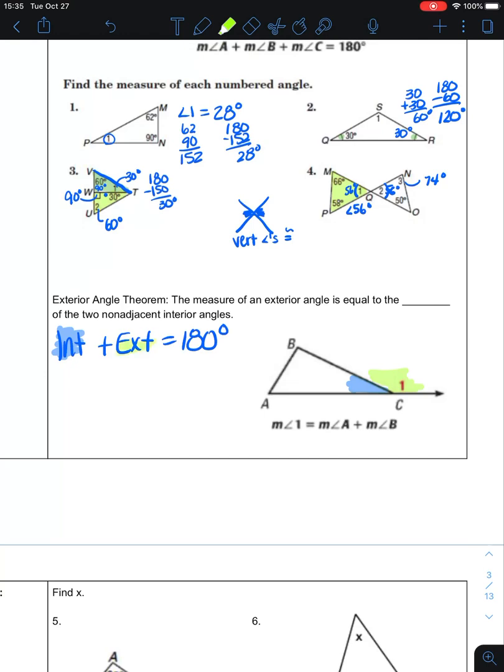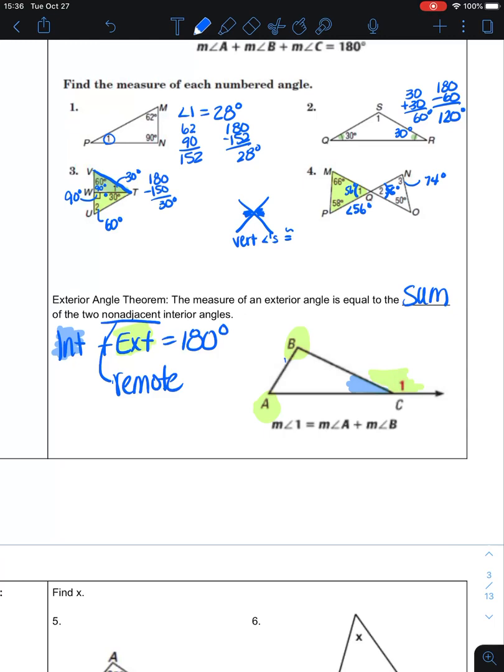So this blue interior angle and this green exterior angle add up to 180 degrees, which is why this theorem works. The measure of the exterior angle, angle 1, is equal to the sum of the two non-adjacent, or remote, interior angles. The exterior angle is equal to the sum of the remote interior angles.